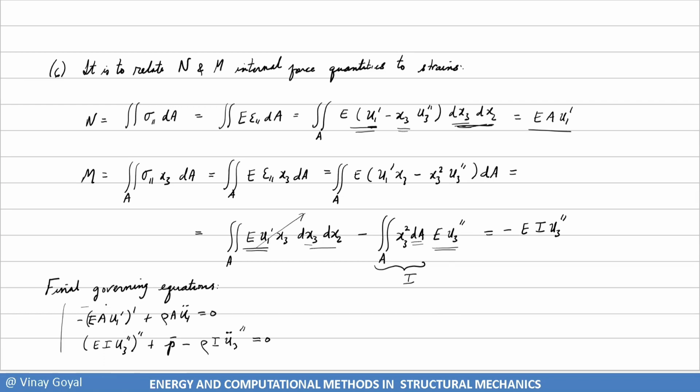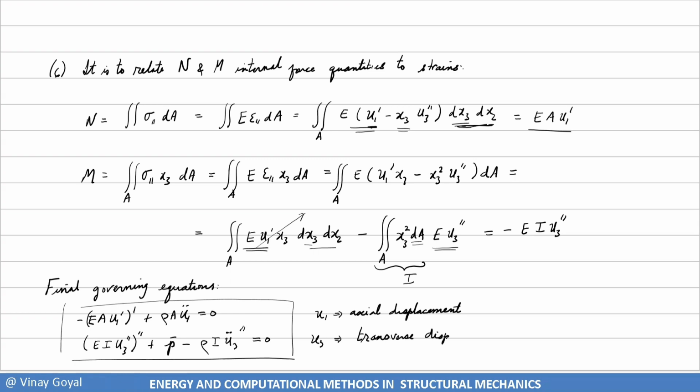So these are the governing equations for the beam. U1 is the axial displacement of the beam. U3 is the transverse displacement of the beam.